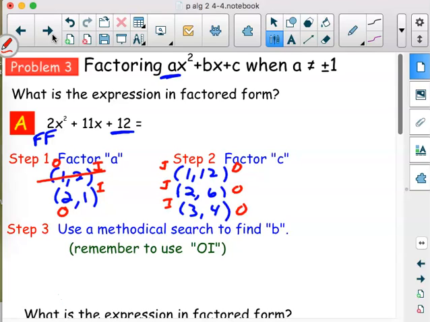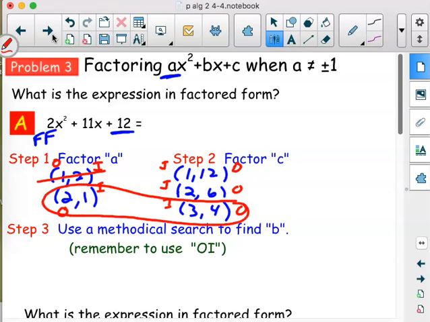That's not it. Outside times outside is 12. Inside times inside is 2. 12 plus 2, 14. That's not it. 2 times 4 is 8. 1 times 3 is 3. 8 plus 3 is 11. I said it backwards at first because I gave you the number first. I hate it when I do that. So 2 times 4 is 8, 1 times 3 is 3, and 8 plus 3 is 11.